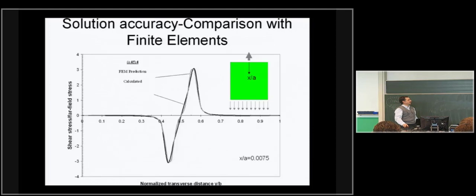So let's see what they look like. This one is the shear stress, hopefully. Yeah, this is the shear stress, again divided by the far field stress. And it's plotted as a function of y over b. So we are going from left to right. And it's done at x over a equals 0.0075. So we are not exactly at the top edge, but very close to it. Now, why are we not exactly at x equals 0?